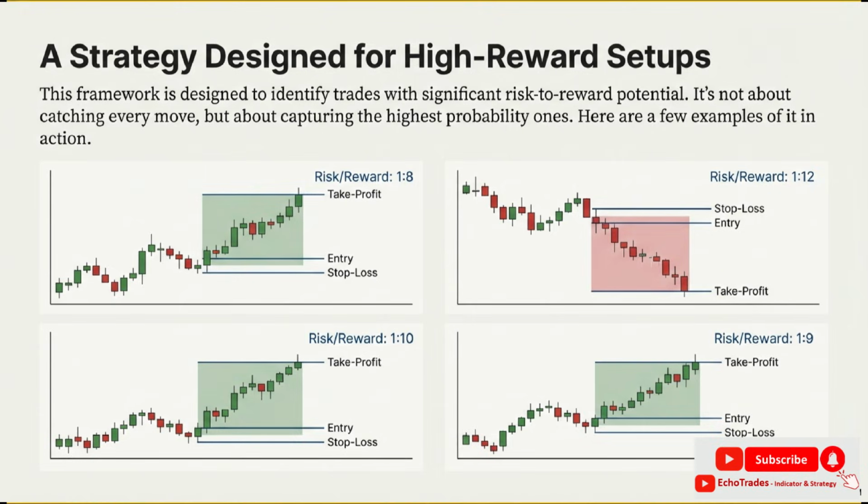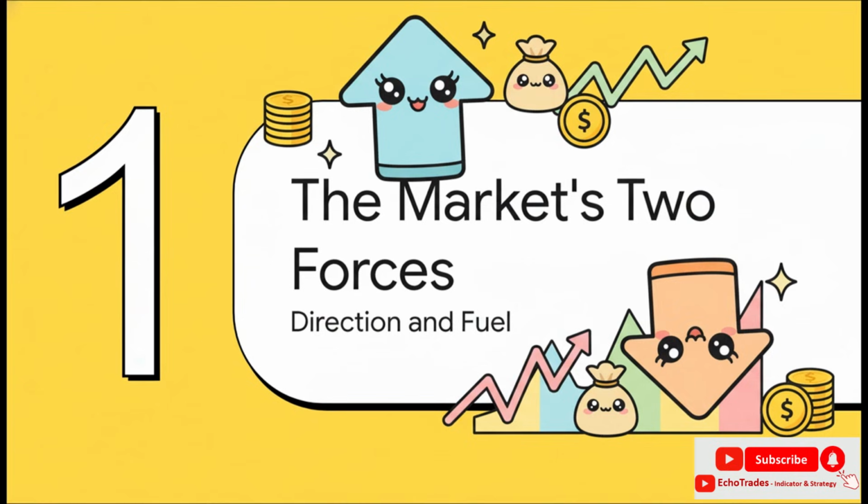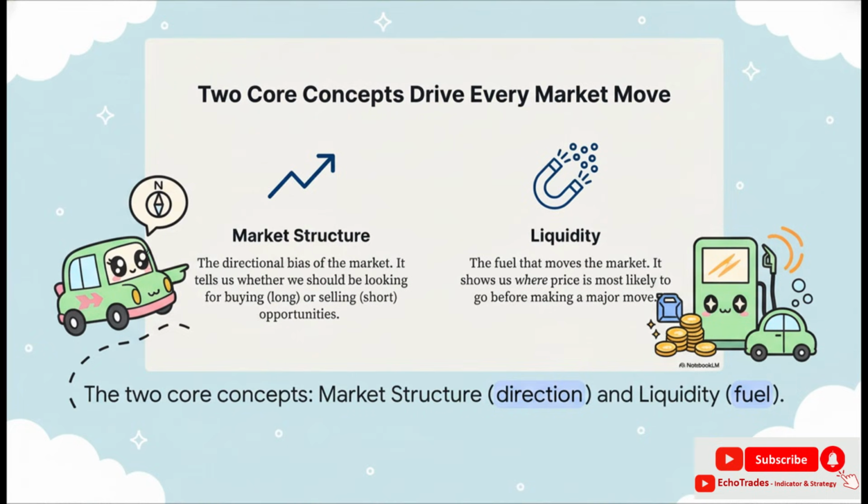So, how in the world do we find them? Well, it all boils down to just two fundamental forces. Really, that's it. If you can understand these two ideas, you can understand the whole blueprint. It's all about direction and fuel. And here they are, market structure and liquidity.